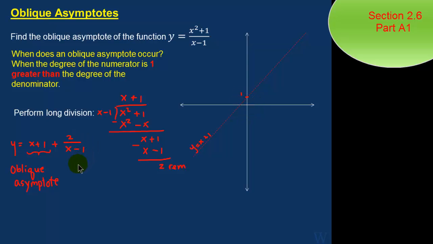What does this mean? If I get my x large enough, this term goes to 0. So what happens is that this graph will approach this oblique line. So it'll be approaching in this manner. As x gets large, this curve here will approach the oblique asymptote right there.